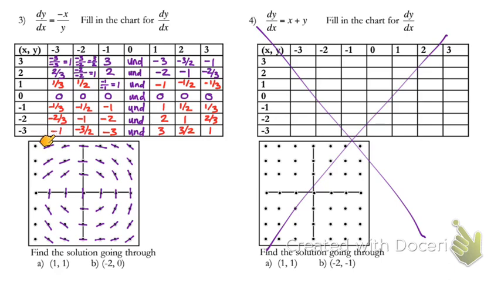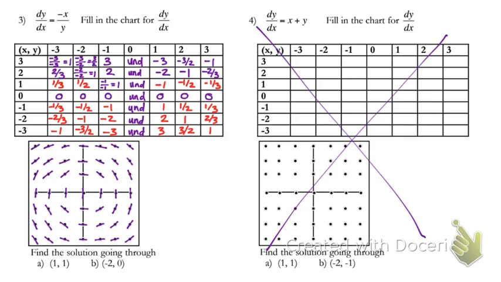And last but not least, -1, -3/2, -3. -1, a little bit steeper for -3/2, a little bit steeper for -3. Then undefined, and then 3, 3/2, 1. So steep, a little less steep, a little less steep. Okay, that is a slope field.